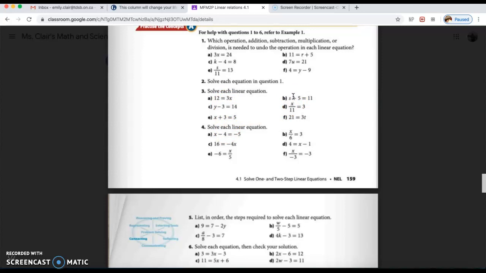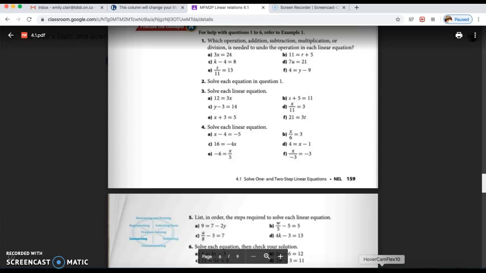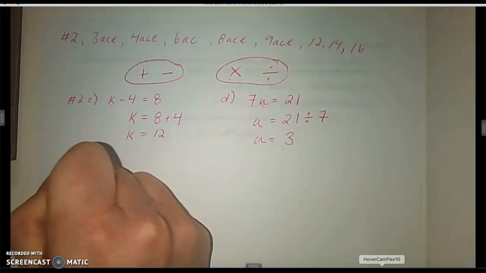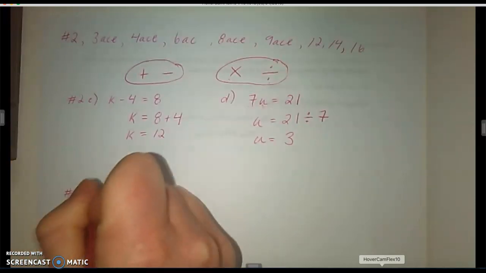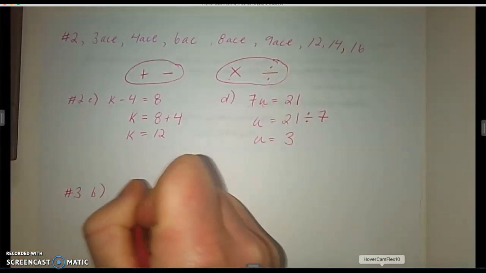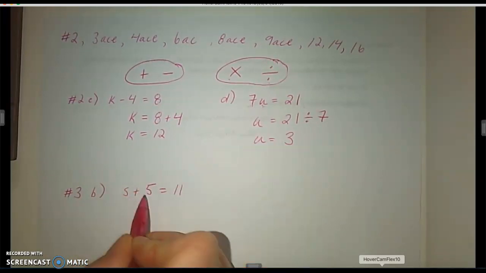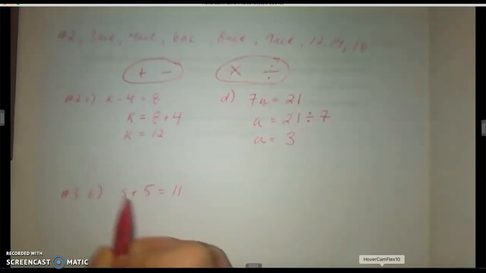I'm going to start with B, okay? So I'm going to show you how to do B. S plus 5 equals 11. So I'm going to go back here. Number 3, B, S plus 5 equals 11. That's kind of a tricky one because the S and the 5 look kind of the same.